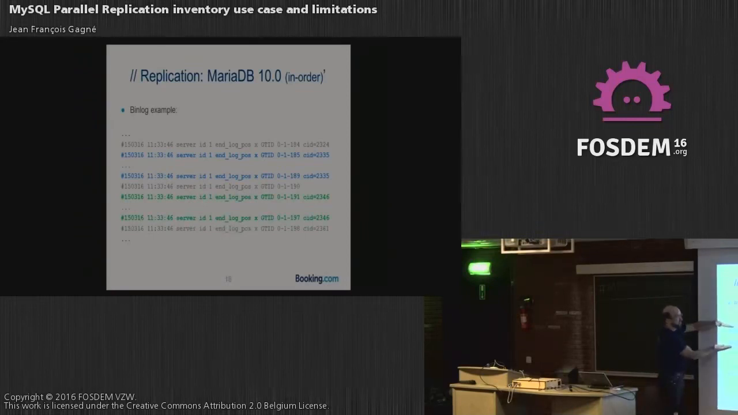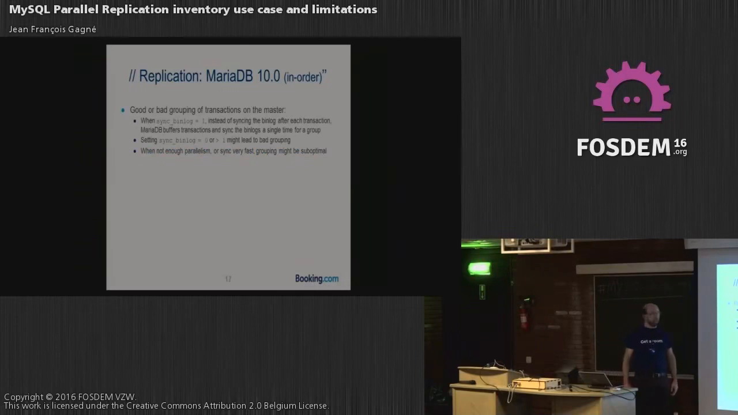We have one group commit here of 5 transactions, with GTID numbers 185 to 189. So there are 5 transactions here that have the same group commit ID. They can be run in parallel. We have an orphan transaction here that committed alone on the master. And we have another group here of 7 transactions that can be run in parallel on the slave.